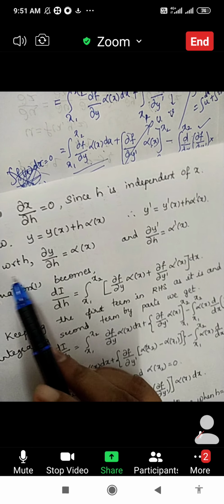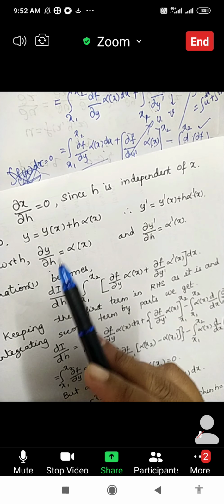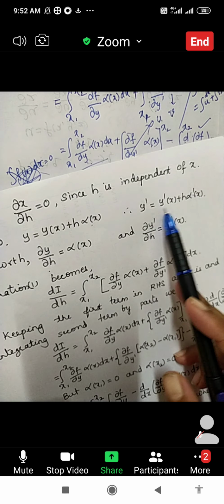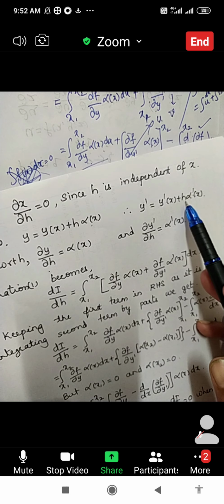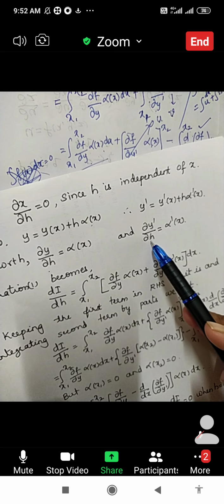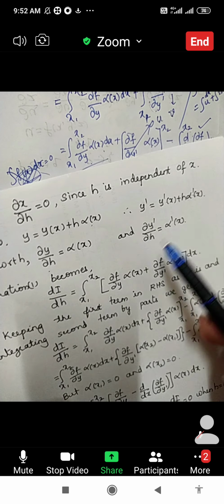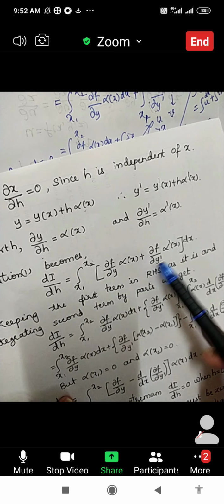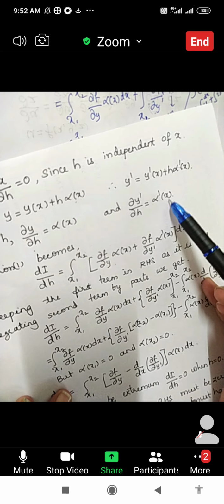Now differentiate this quantity with respect to h. So dy by dh is alpha of x, and dy dash by dh: if you differentiate with respect to h, the first part becomes 0, the derivative of h with respect to h is 1, so you get alpha dash of x. Let us substitute the values. There were three terms; as the first term is 0, you are left with two terms. Now these are the values substituted.